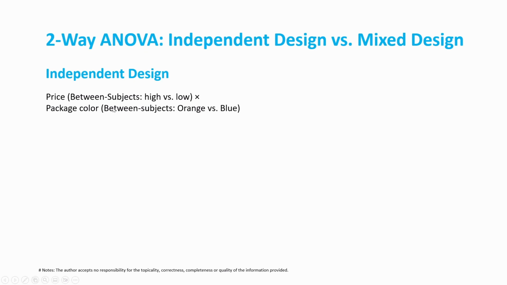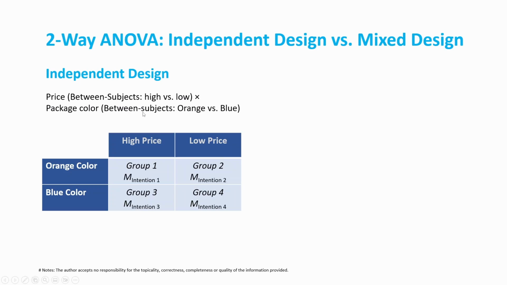Both of them are between subject factors. That means that for this 2x2 design, we have 4 cells, and each cell has one independent group of participants in that cell. So we have 4 groups of people.